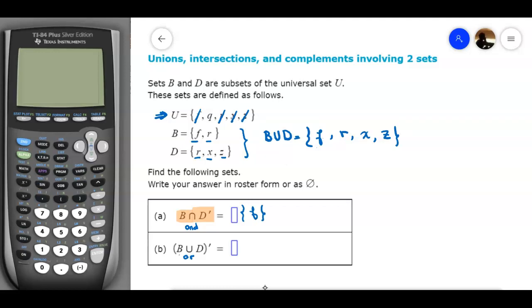I cannot take them. Therefore, the complement is whatever is left, and the only element left is Q. So that would be only Q in here, and close the set. And that's it.